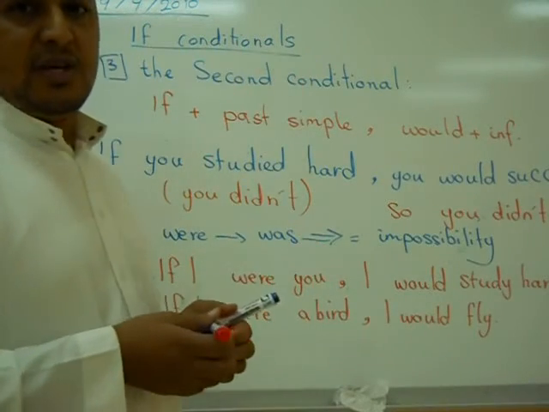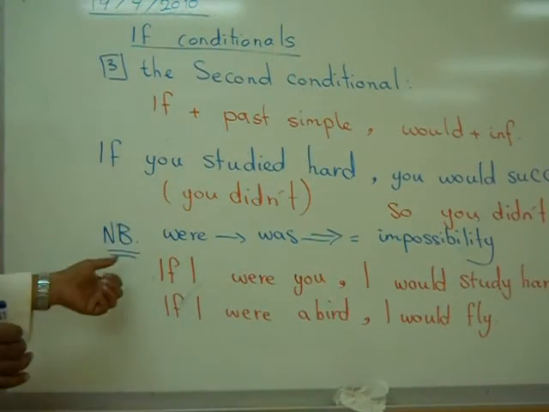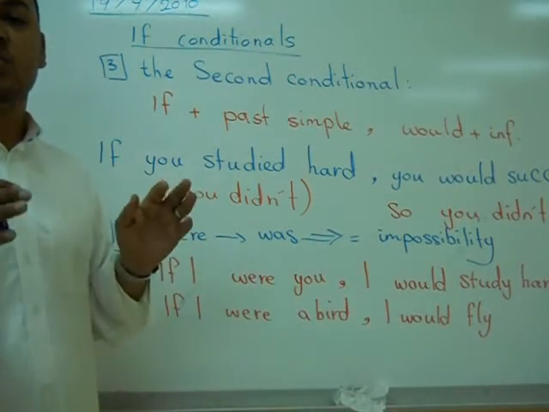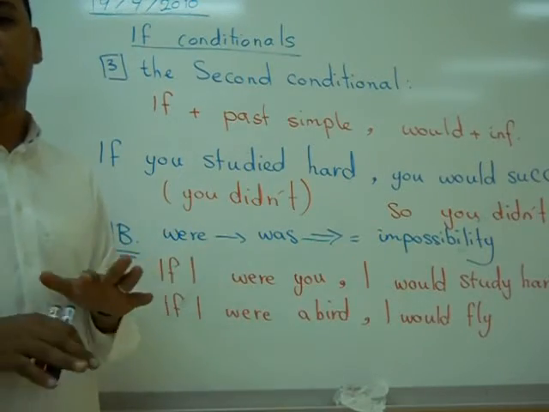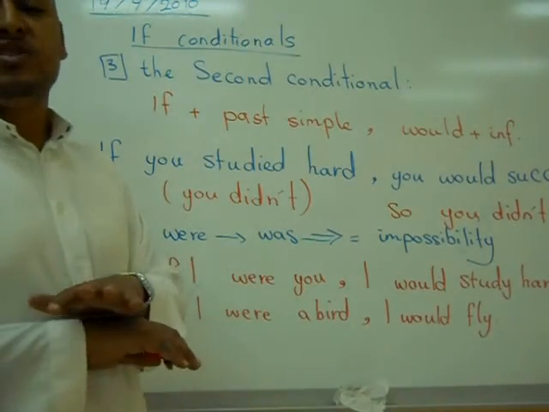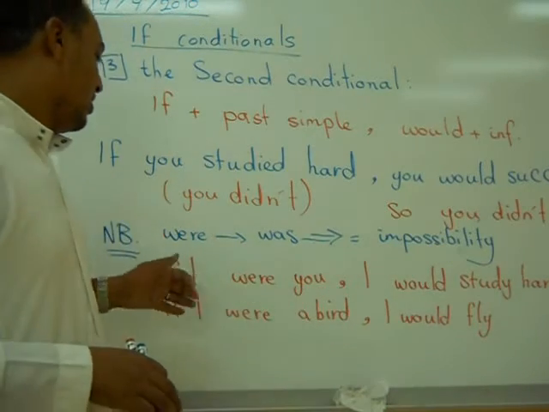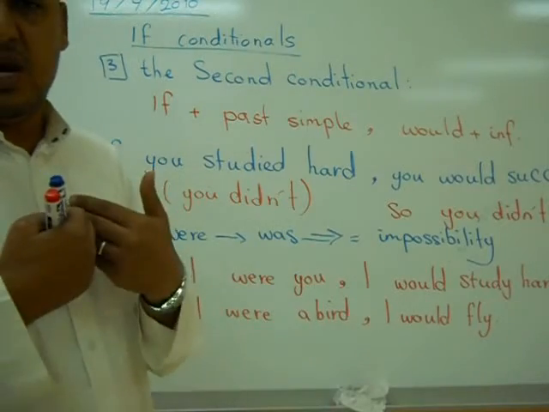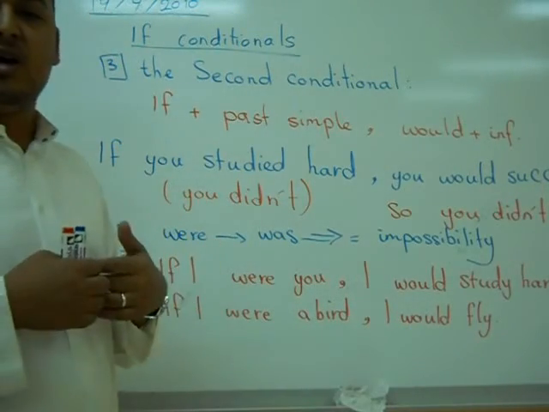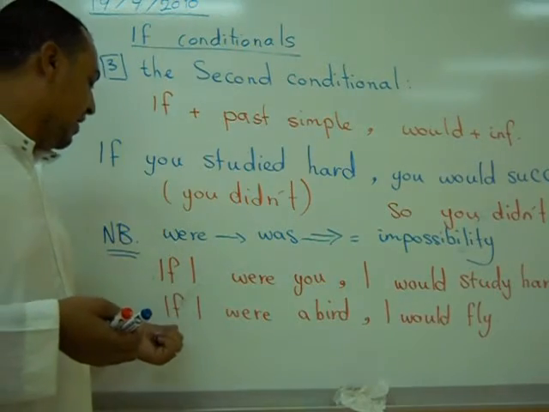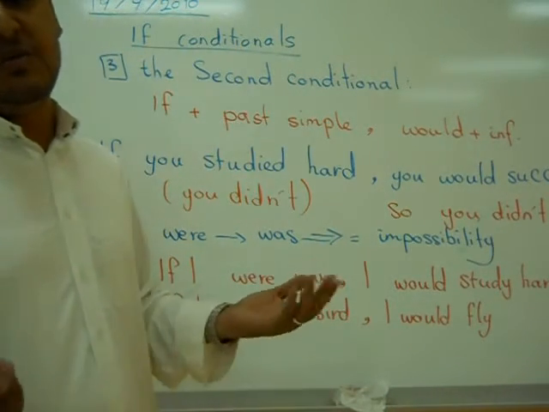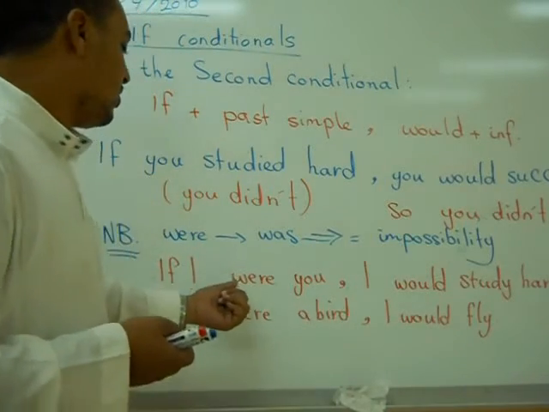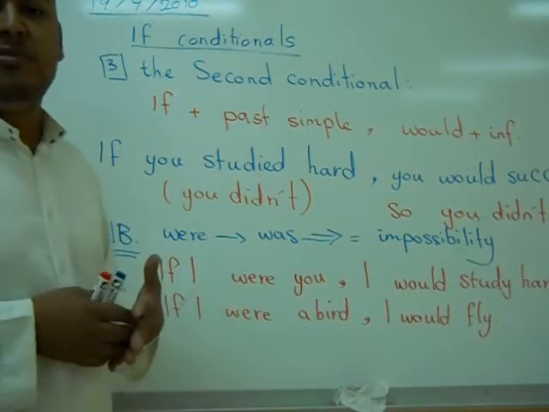We use this condition for this case in order to show the sure or the exact impossibility. The verb or the action won't happen anyway, okay? So I can't be you. I can't take your place. I can't be Muhammad. I am Ahmad, okay? So I can't be Ali or any other man. If I were a bird, I can't be a bird. I am a human being, so it's difficult to be a bird. So we use were instead of was to show impossibility.